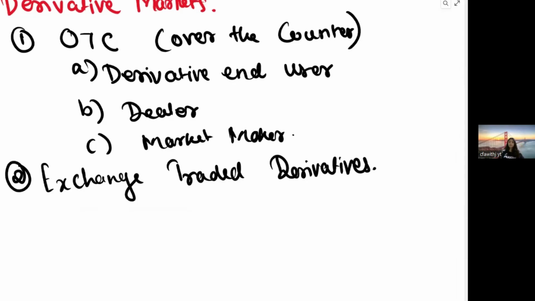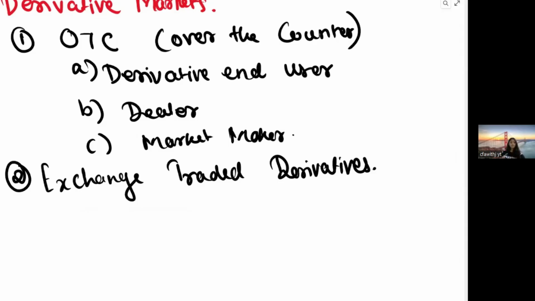Now, there are few of the derivatives that are usually traded on exchange. This platform is standardized. For example, NSE. Like futures are traded on NSE, like that. The exchange traded derivatives are the derivatives that are traded on a particular exchange, like NSE.